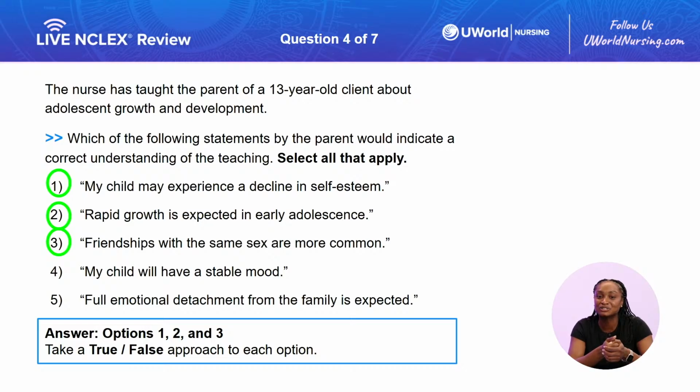Option 5, full emotional detachment from the family is expected. This is actually not true because that 13-year-old still needs help with maybe getting their food and money and transportation. They're going to rely on their parents and their family for a little bit longer. You expect some detachment maybe around 18 or when they're out of the house and a full adult, when they're trying to separate from the family, maybe go to college or moving out of the house, but not that full detachment at 13 years old when they still rely on a parent or some type of guardian for food, housing, money, and all that stuff. So good job, guys.